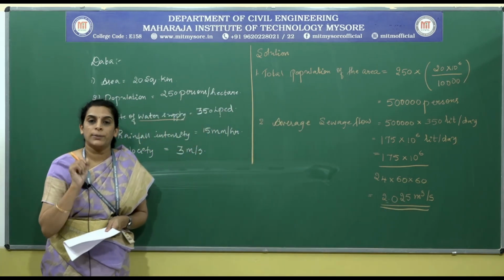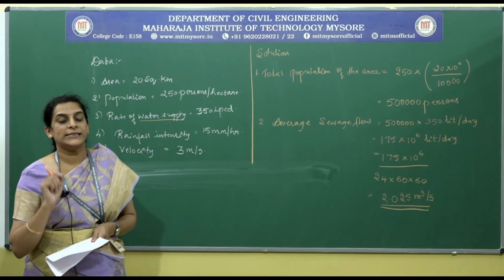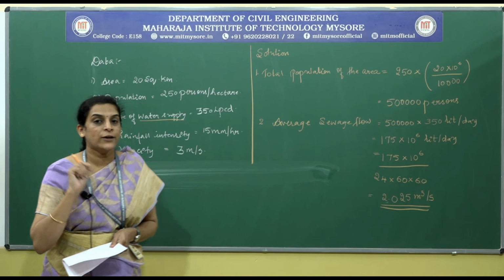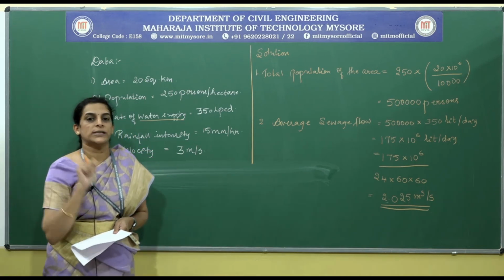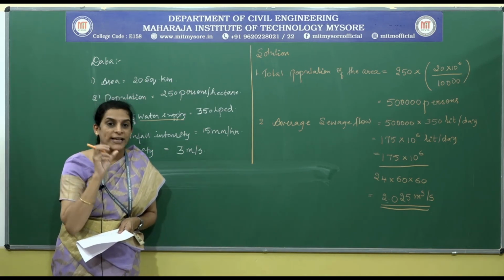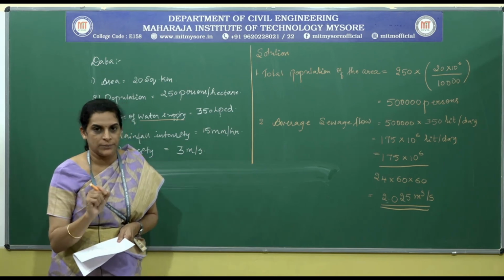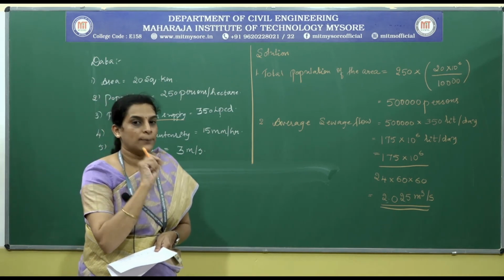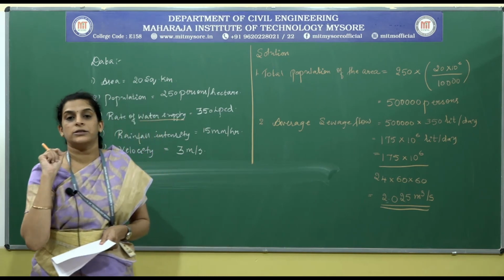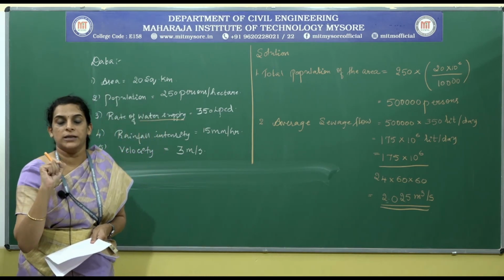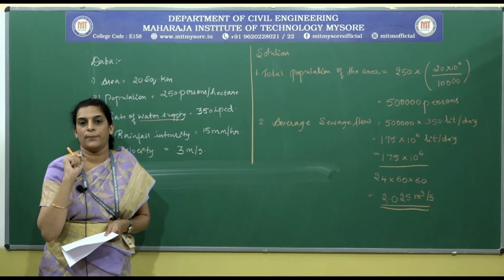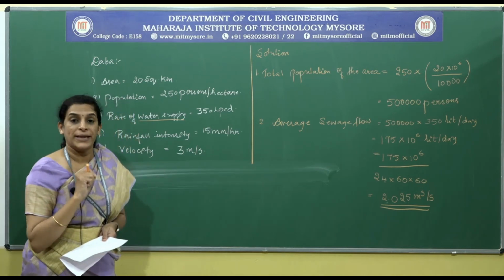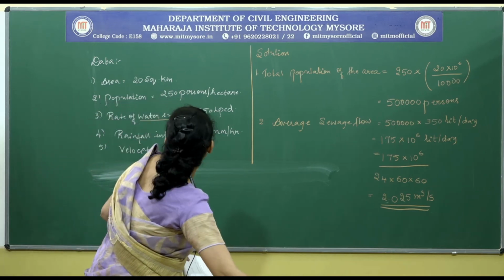But we will have to remember that whenever we design a sewer, we design it for the peak flow. Why are we supposed to design it for peak flow? To achieve the desired velocity, that is to achieve the self-cleansing velocity or the minimum velocity, and the non-scouring velocity, that is the exceeding velocity or the maximum velocity. We will be designing for peak flow.